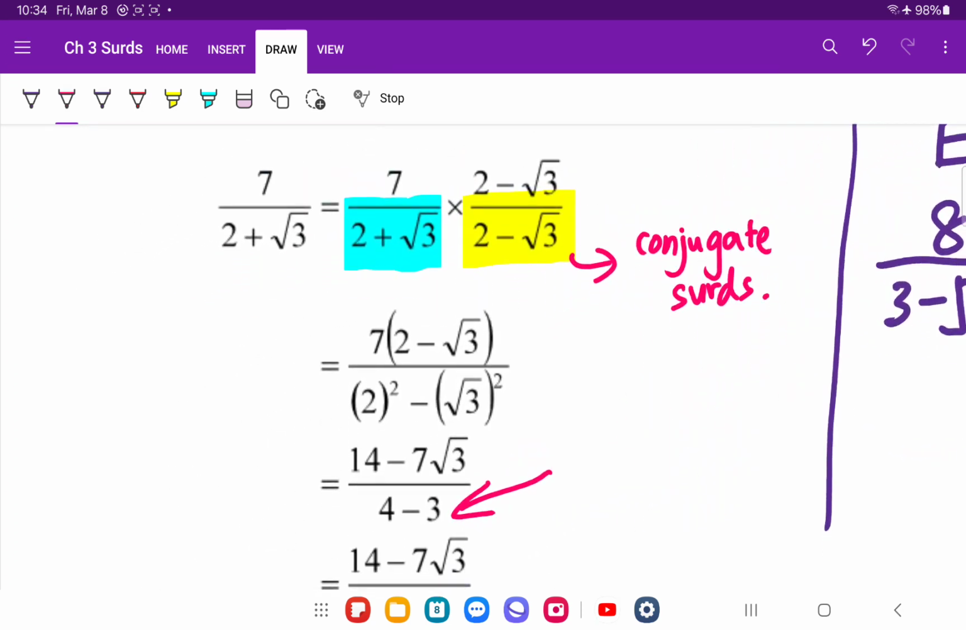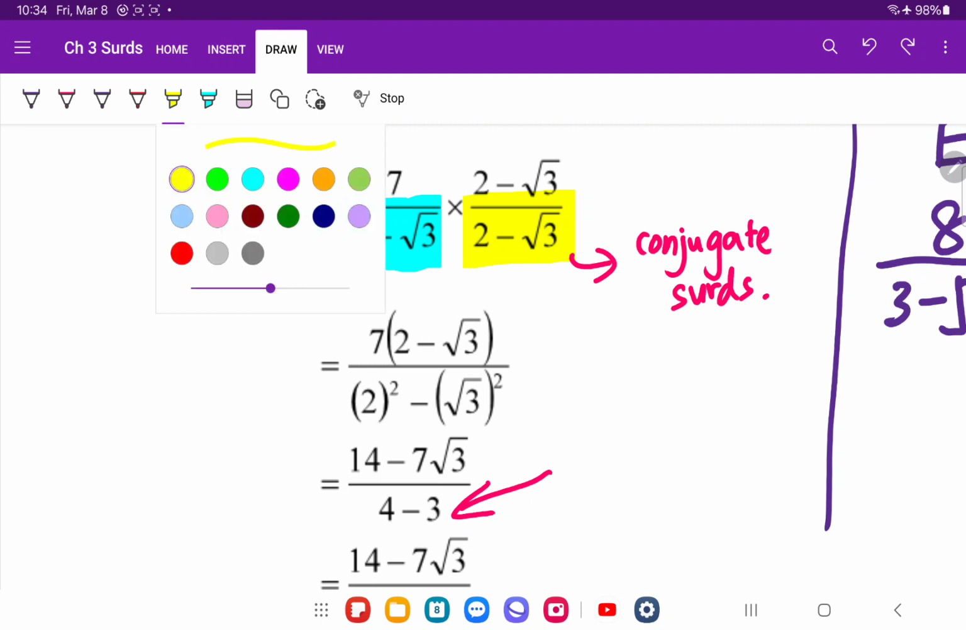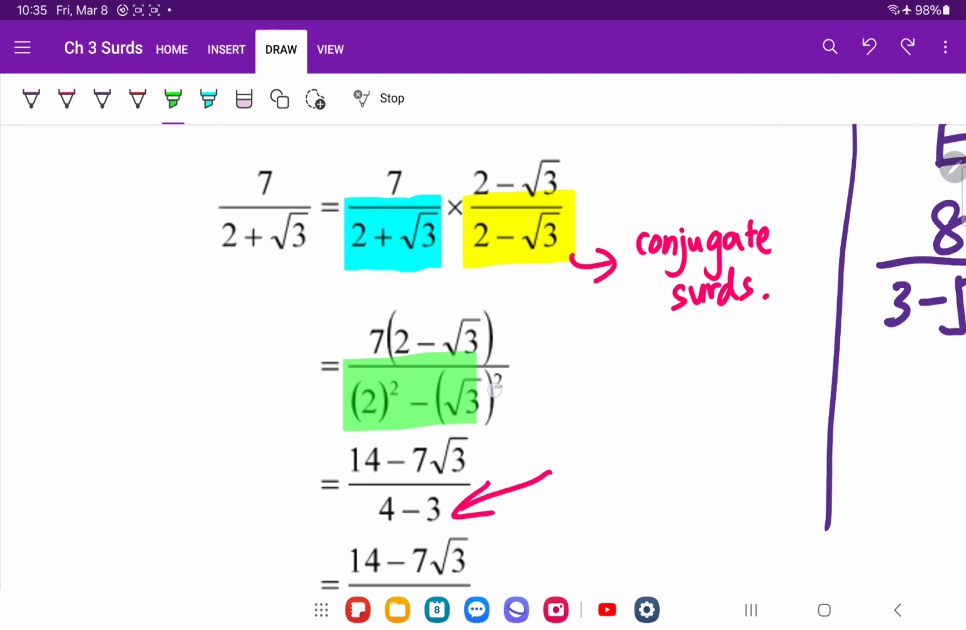Now let's look at the blue and the yellow part. Do you all agree with me that blue and yellow gives green? Blue and yellow gives green using this technique. Agree? Using the difference of two squares? Follow? Okay, now numerator is simple. Numerator, you just take the 7 times the 2 minus square root 3. That one is simple multiplication. I am most concerned about the denominator.